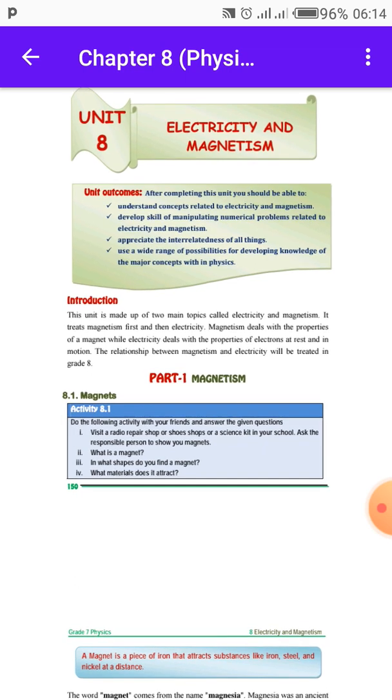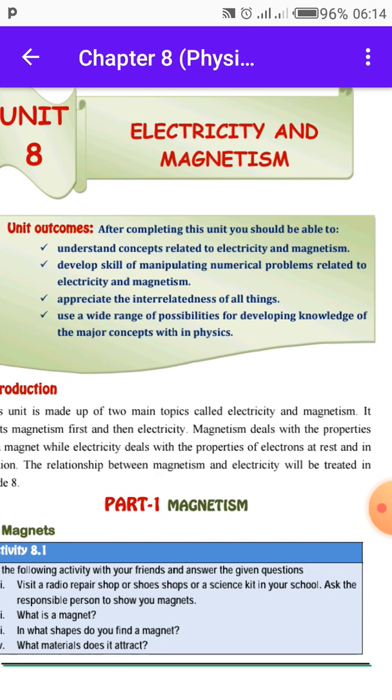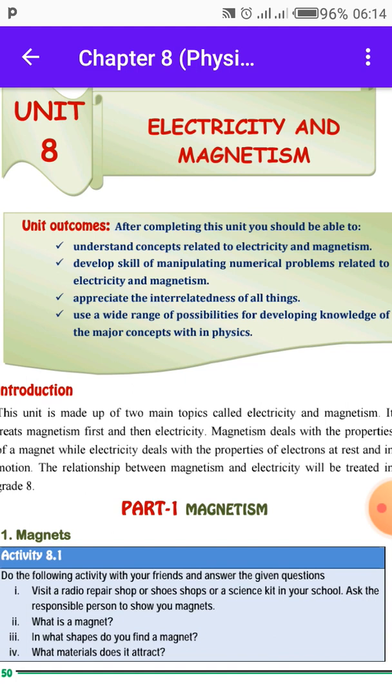So the outcome of this unit is that after completing it, the students should be able to understand the concepts related to electricity and magnetism. Understand what the concept of electricity is, what the study of electricity is, what magnetism deals with. And develop the skill of manipulating, calculating and evaluating numerical problems related to electricity and magnetism in this unit.